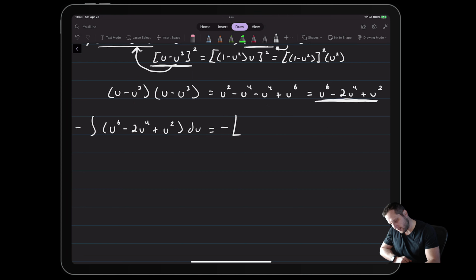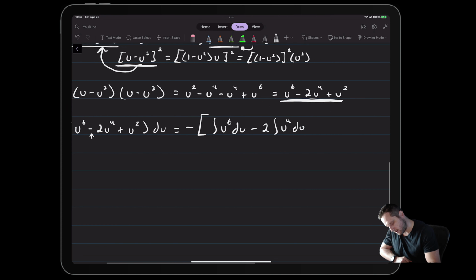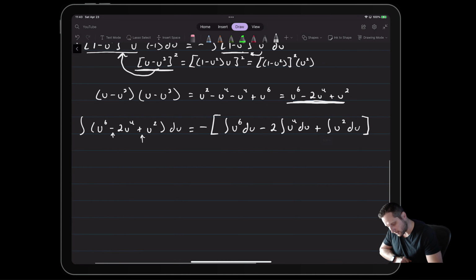So I'm going to do it like this. A negative, I'm going to open up a big bracket, big brace, whatever you want to call it. And I'm going to do integral u to the sixth du minus, so it's this minus, integral, so I'm going to pull this 2 out because it's a constant, 2 times the integral u to the 4 du plus, which is this plus, the integral u squared du, and then close my bracket.